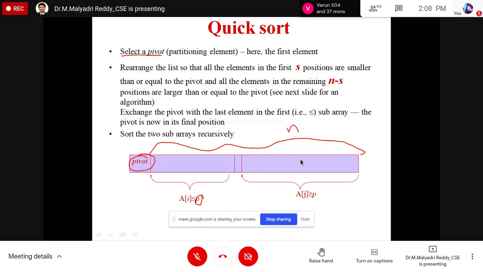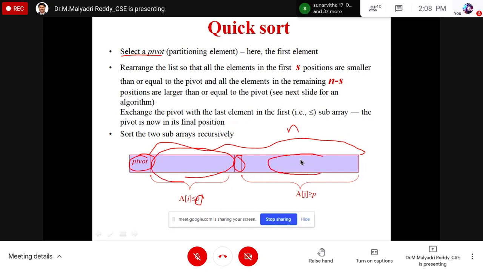So after comparing, the pivot element is placed in between. Then you will get two subparts. One is the elements smaller than the pivot, and the right side has the elements greater than that pivot. The left part is one subproblem, and the right side is one more subproblem.